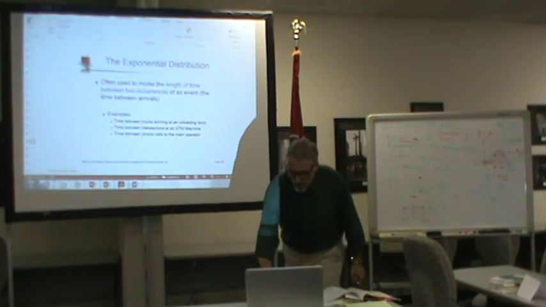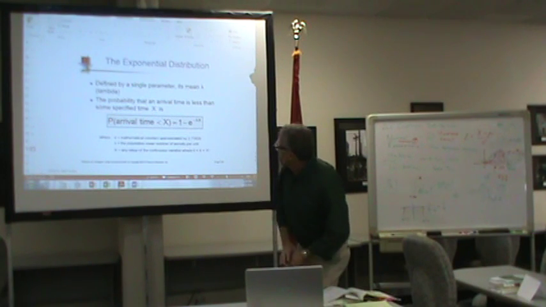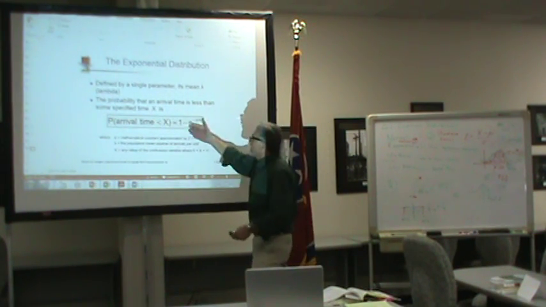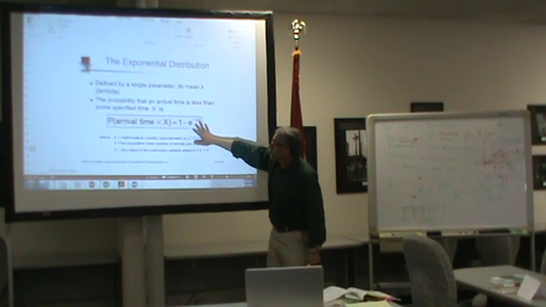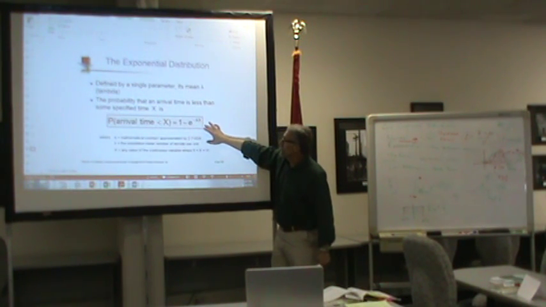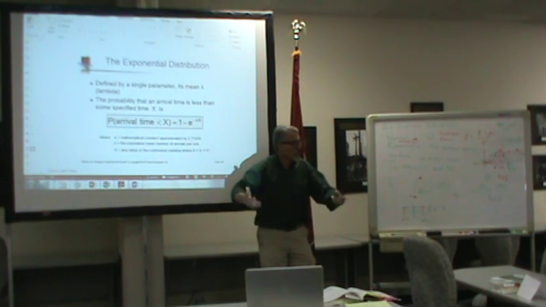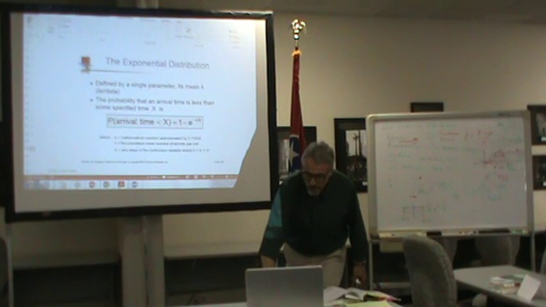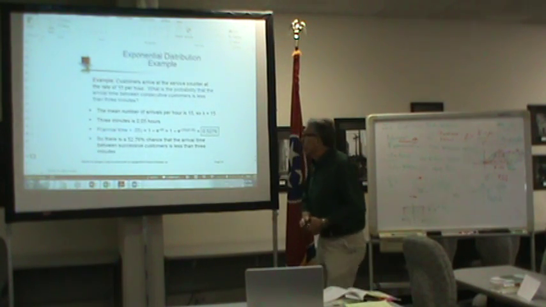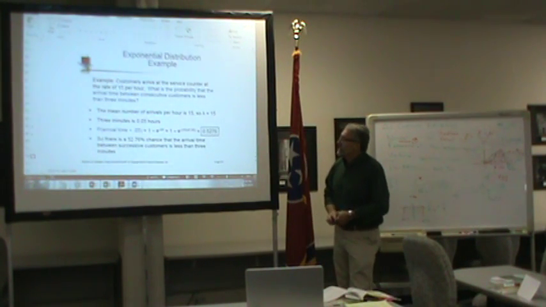So exponential is inter-arrival times. So here's what its density looks like. Now in this case, this is not its density. This is actually its probability. I'm sorry, 1 minus e to the minus lambda x. And again, where did this come from? It came from some fairly sophisticated math relative to the distribution, which we don't need to do. We just need to know that, hey, here's an example.